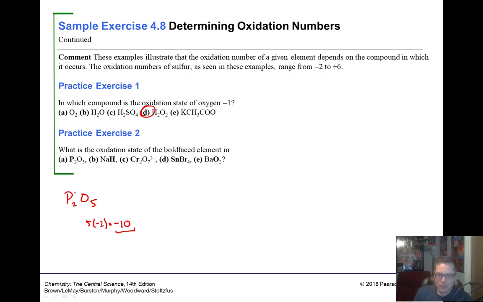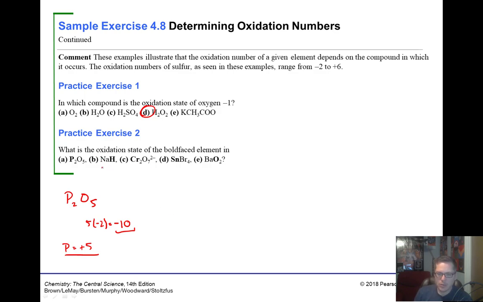Now we have to ask ourselves, what's the overall charge? The overall charge of this compound is 0, so we need to figure out what the oxidation number of the phosphorus needs to be. If the oxygen is -10, the phosphorus needs to total +10. There are 2 of them, so each phosphorus has to be +5. All right, so there's that one.